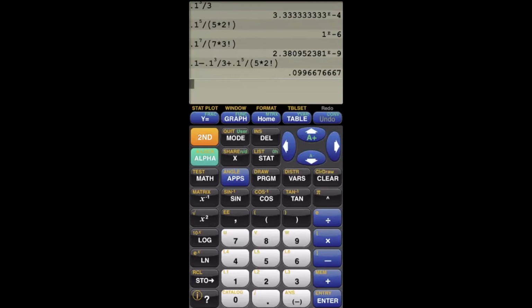0.09966676667. And because we know that value is accurate with error less than 10 to the negative 8, I think that means the first 7 decimal places at least are good. All right, so that's how you can use a series to approximate the value of an integral.